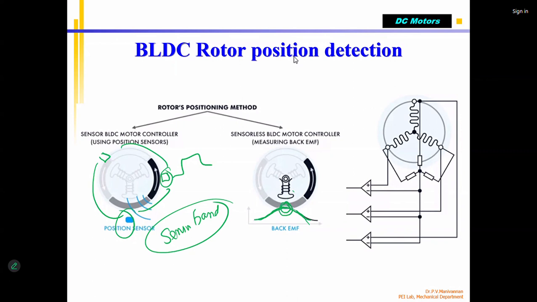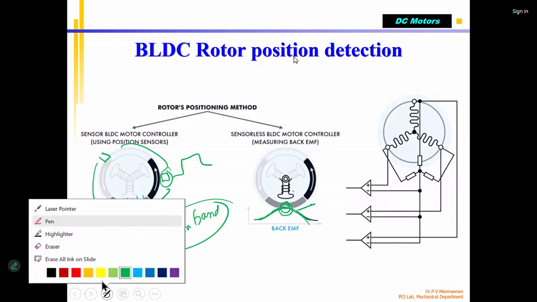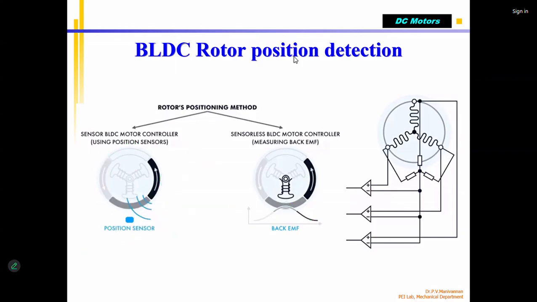Then using this one, I generate a pulse. How will you do it? For that, only the circuit is shown here. You can see that there are 3 coils. In each coil, a back EMF is generated: EA back, EB back, and EC back. These voltages are given to the comparator circuit.